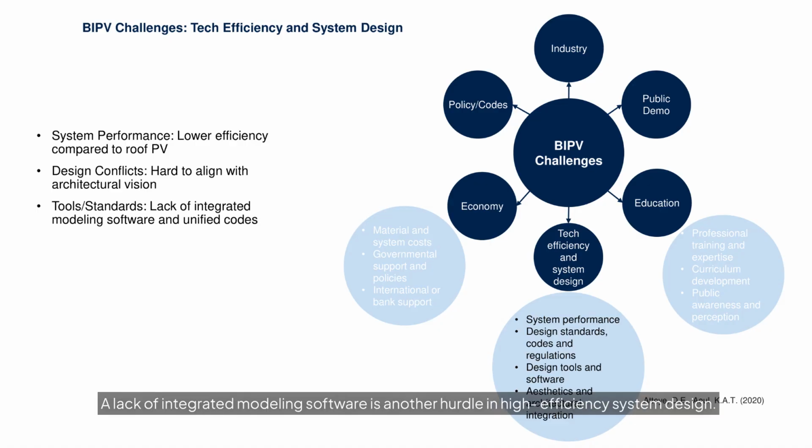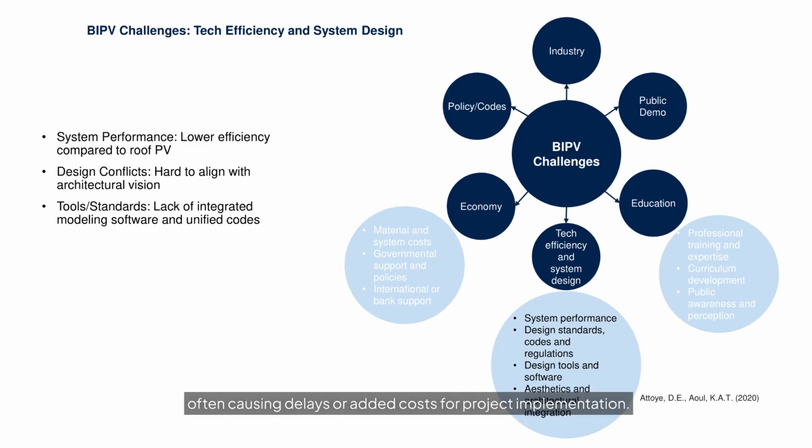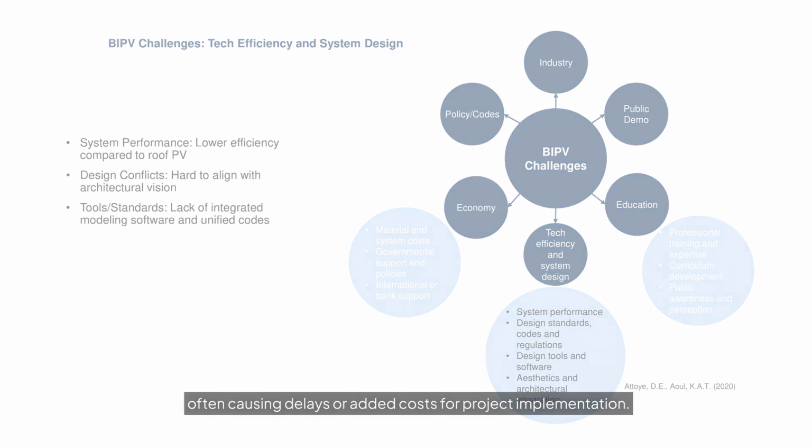A lack of integrated modeling software is another hurdle in high-efficiency system design. It is important to take a holistic view of planning, analysis, implementation, and management of operations and maintenance, but there is still a gap in tools that support the full life cycle of BIPV systems. In addition, clear and unified standards for BIPV are not available. This creates uncertainty in code compliance and project approvals, often causing delays or added costs for project implementation.